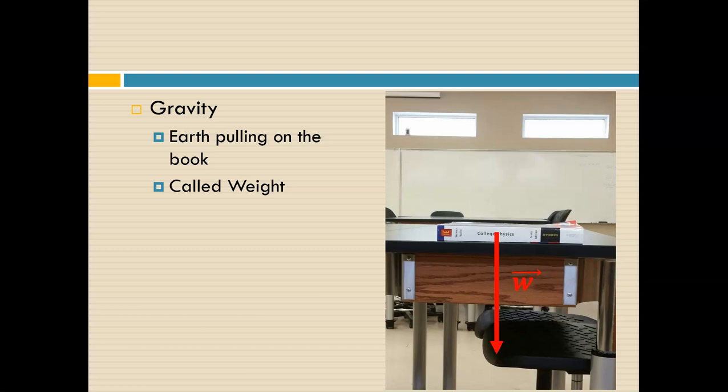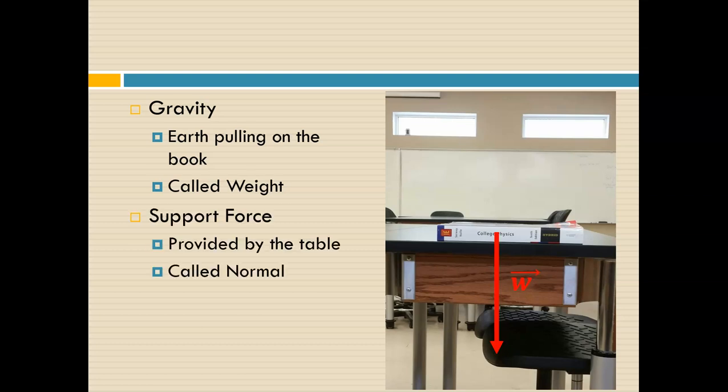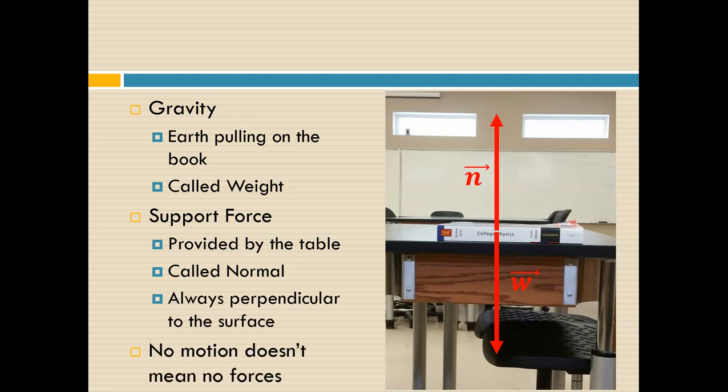Okay, now what's the next object interacting with the book? Yeah, it's the table. So we identify that the table is providing a force, and this force is a support force. Because if the table wasn't there, the book would be falling. Well, the table is there, the book is not falling, so therefore you must have a force that's opposing the weight. That support force we're going to call the normal force. And the normal force is pointing directly upward in this case.